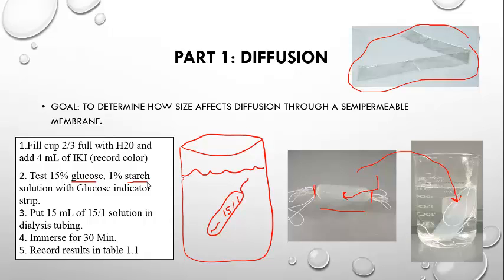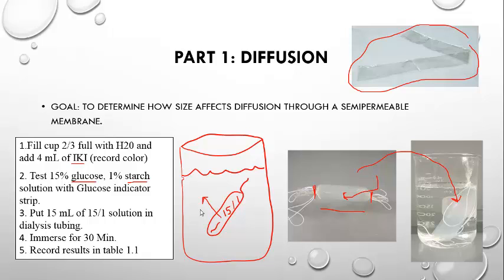We're going to see if the glucose and starch are able to travel out of the bag into the surrounding solution. To test for glucose in the surrounding solution, we're going to use glucose test strips. To test for starch, we're going to insert a chemical called IKI. IKI stands for iodine potassium iodine, and this chemical is normally gold in color. If it comes in contact with starch, it turns from gold to a deep purplish color.